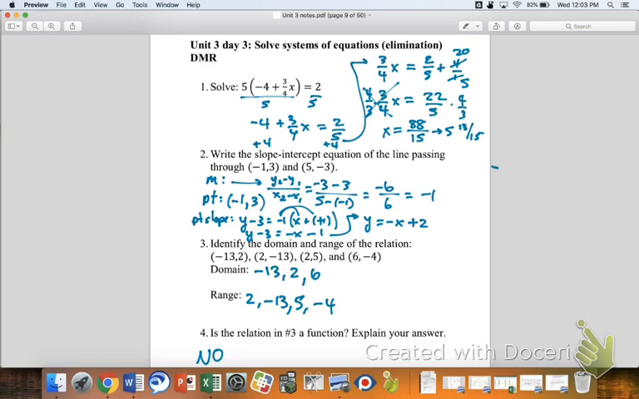The input. Yeah, the input of 2 maps to 2 different outputs, right? The 2 has an output of negative 13. The 2 has a different output of 5. Means the 2 has 2 different outputs, means not a function.